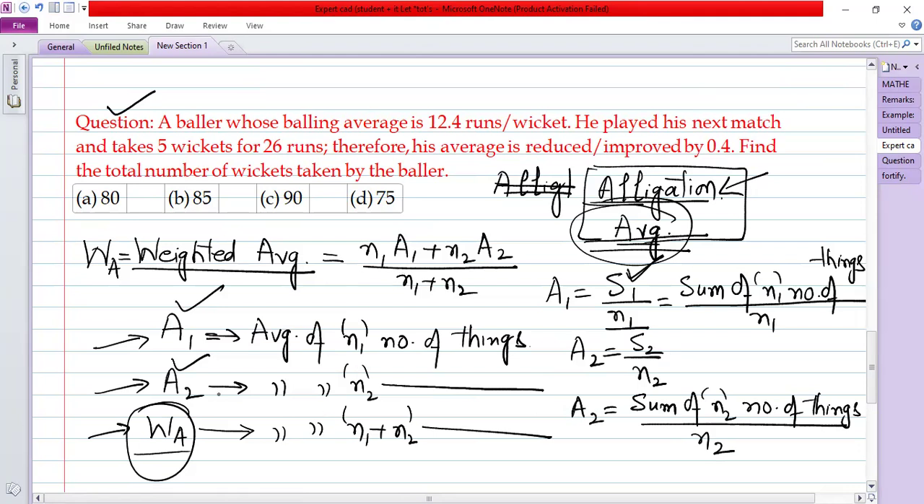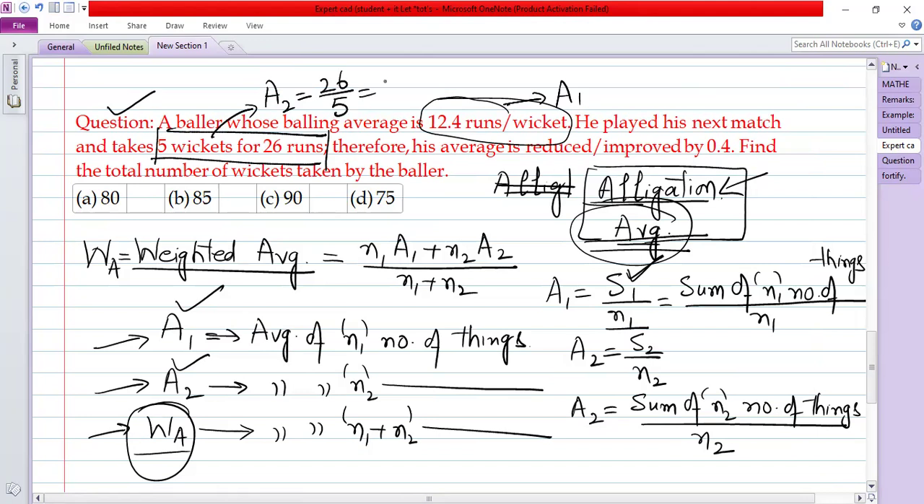Now here, in this question, what is our A1? A1 is nothing but this 12.4 runs per wicket. So this 12.4 runs per wicket is our A1. And what is our A2? A2 will be given from here, the bowling average in the last match. Obviously, this will be 26 by 5. So this was 5.2 if you recall back.